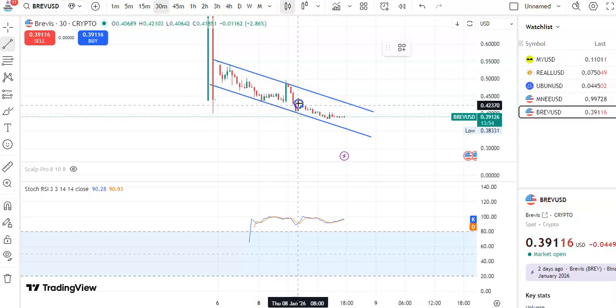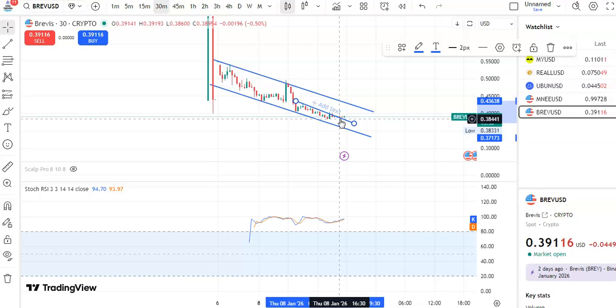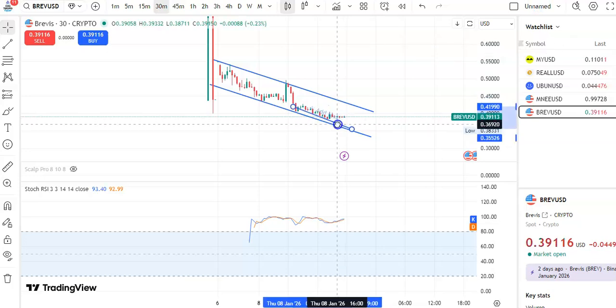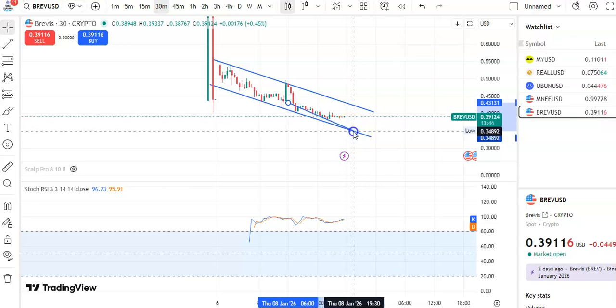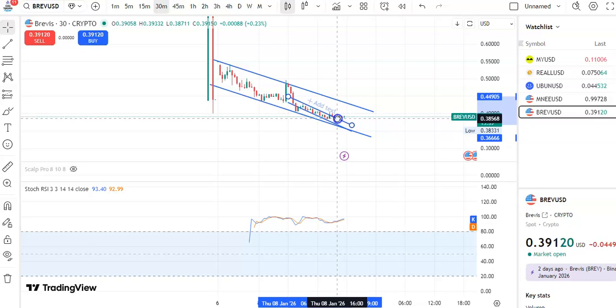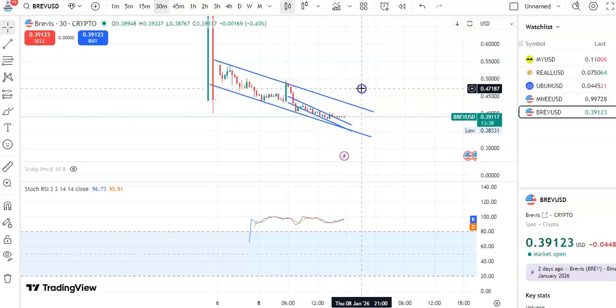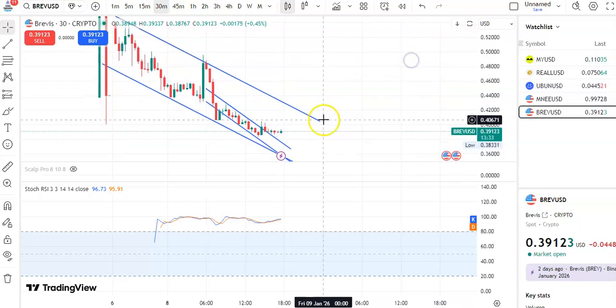Okay, so if you draw the trend line, you can see this is the resistance trend line. Okay, let me draw the support first. This is the support trend line. Okay, and this is the resistance trend line. So within this channel pattern only the candles were falling, and then you can see the breakout has happened. So candles started moving in an upward direction.